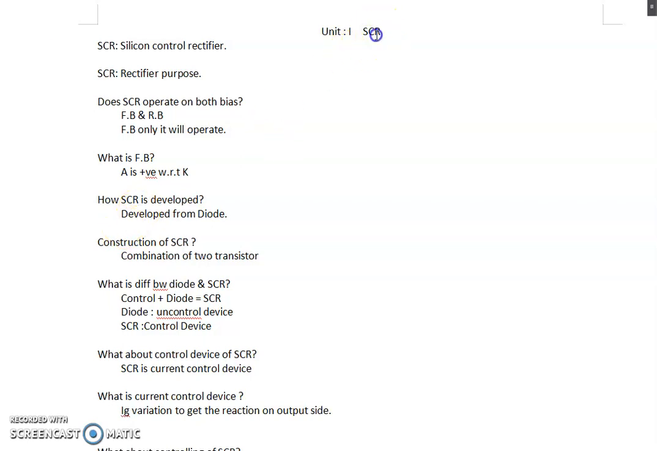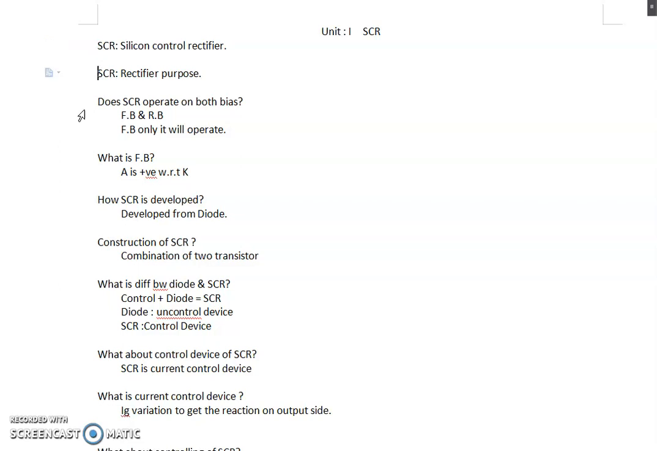So SCR is a silicon controlled rectifier. It is also one of the thyristor family. The thyristor family consists of many devices, such as the SCR, GTO, triac and diac. So all these members come from the thyristor family.